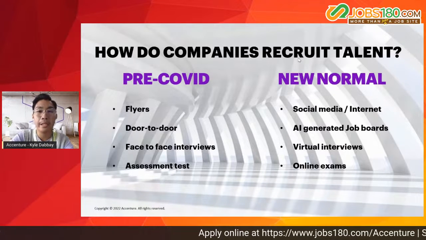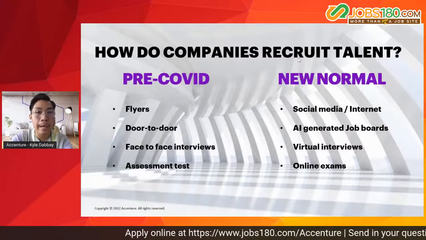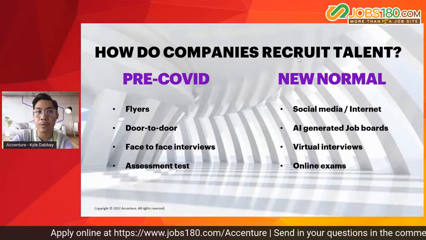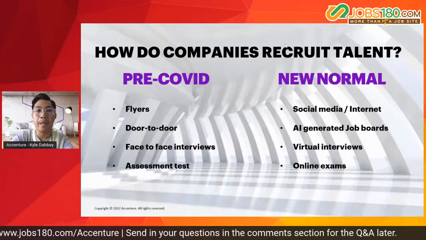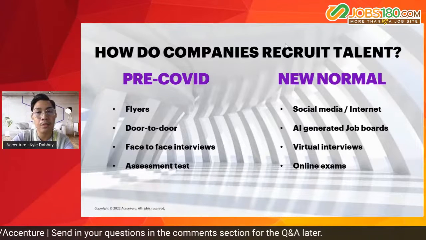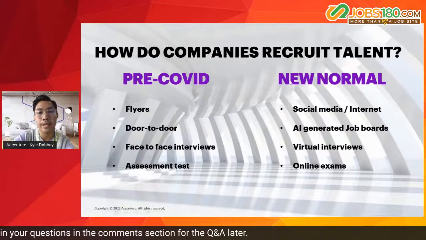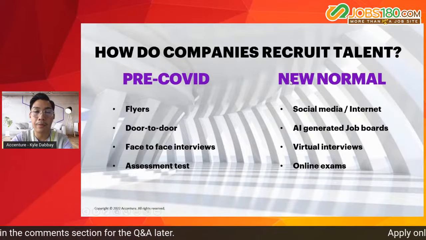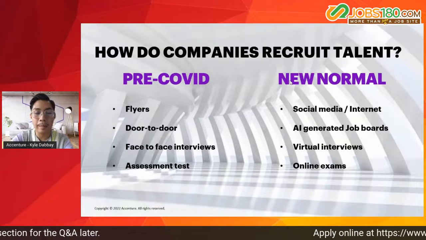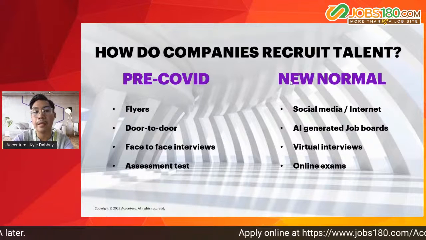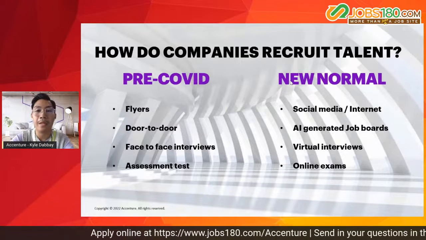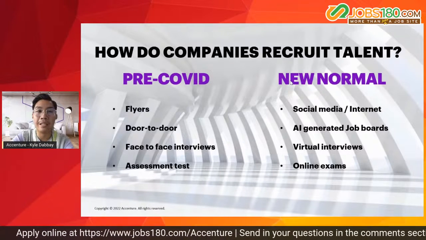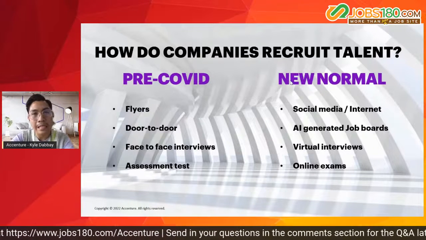Now that the COVID-19 pandemic happened, we are trying to adapt to the transition and the changes it brought. So in the new normal, as you can see there, social media or internet. Companies and industries have used social media in a good way, by the way. Social media and internet, because it's very accessible.